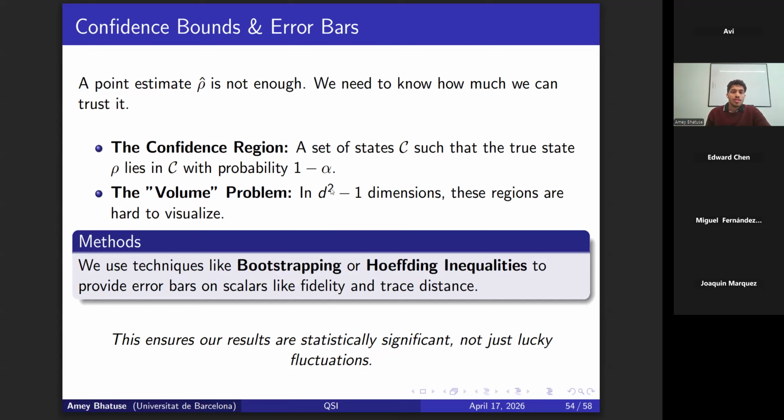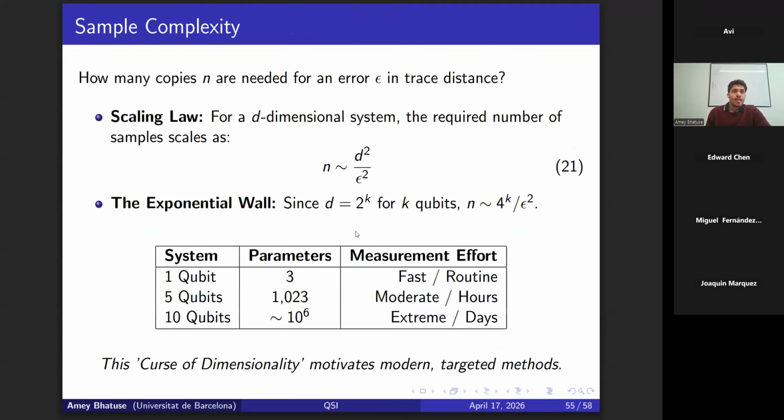Now, the problem with this is that in this many dimensions, these regions are hard to visualize. So we use simple techniques like bootstrapping or some advanced techniques like inequalities to provide error bars on this fidelity and trace distance, which ensures that our results are statistically significant and not just fluctuations. Now, we want to check how many copies we need, so we actually need to minimize this confidence region that we have.